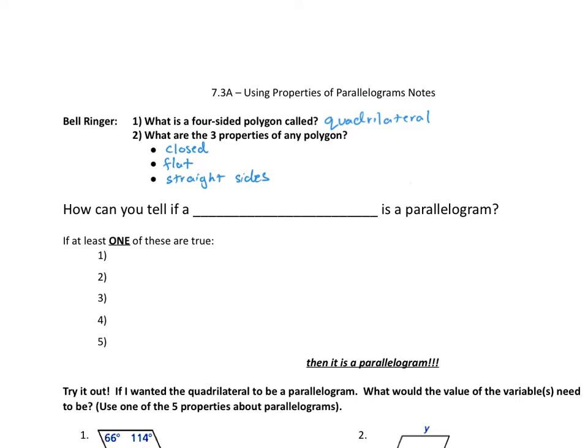Next question, how can you tell if a quadrilateral is a parallelogram? Well, if at least one, keyword being one, of these are true. So if the opposite sides are parallel, that's one. The opposite sides are congruent.